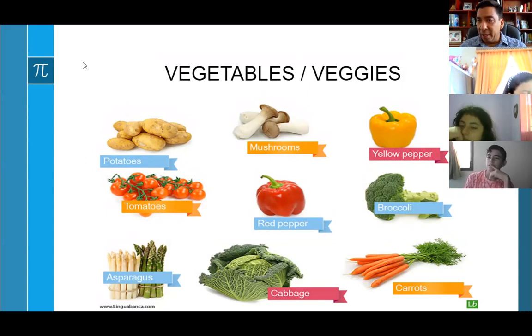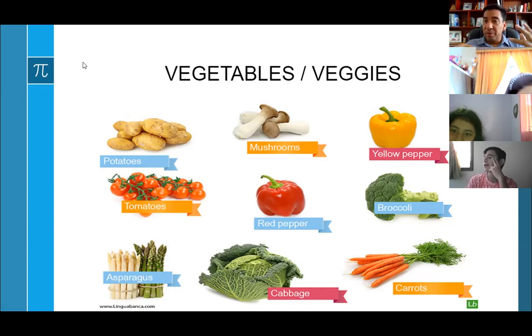We also have, también tenemos red onion. También tenemos la red onion. ¿Sí? And we have yellow onion. Y también hay la amarilla, la pequeñita. Yellow onion. There are 3 kinds of onions. All right. You see, we continue. Seguimos.